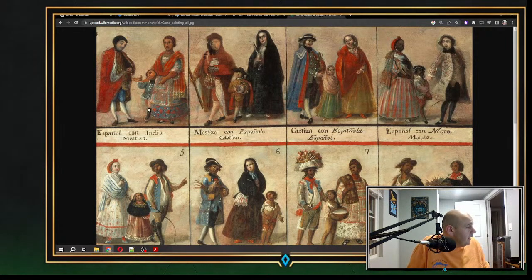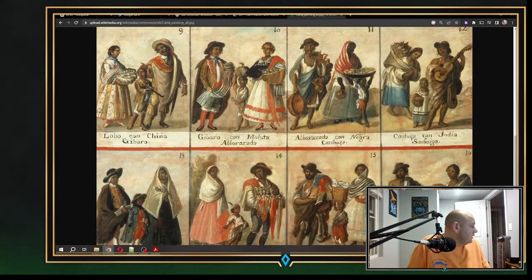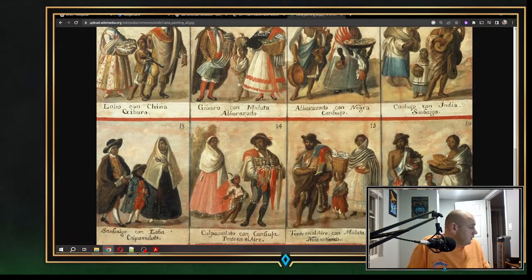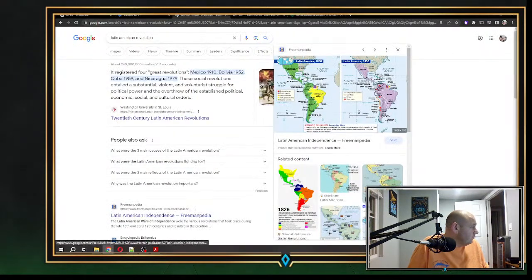So a white guy has a baby, and if the baby is sufficiently white and keeps getting whiter and whiter, then eventually they're back to being white again. This was the system, and it goes all the way down. You get gypsies, Lobo is gypsy, you get black African slaves. Of course, we'll talk about those in a minute. So this is all part of what brings the Latin American Revolution to its place.